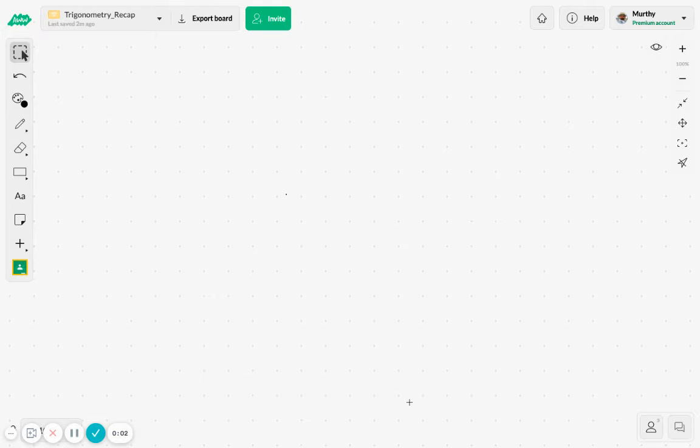Discussed about the trigonometry, right? So really quickly, let's go through and recapitulate what was discussed earlier. Trigonometry is an area which deals with a right angle triangle and how we use it to find the heights, distances, etc.